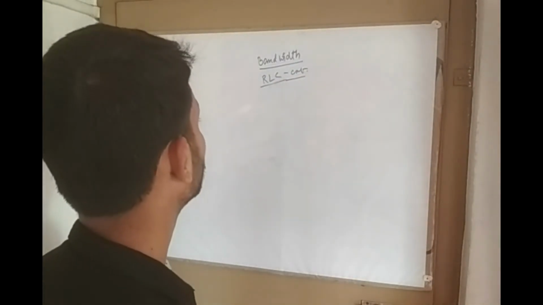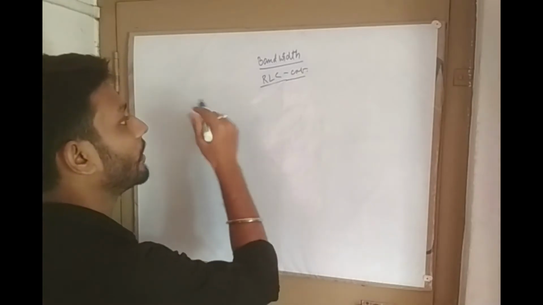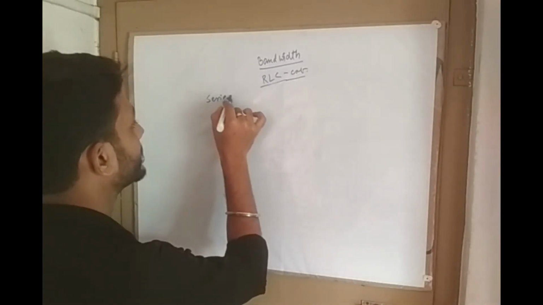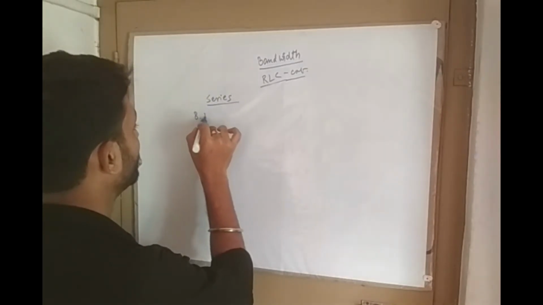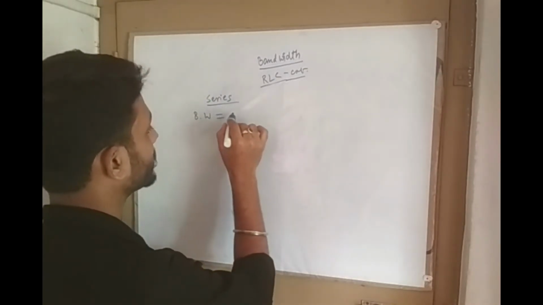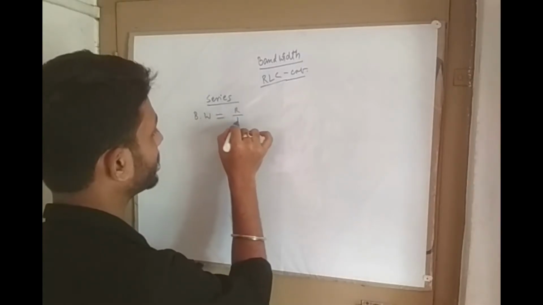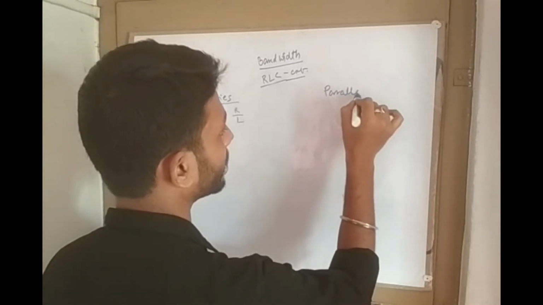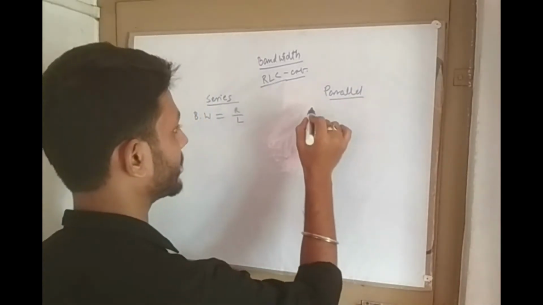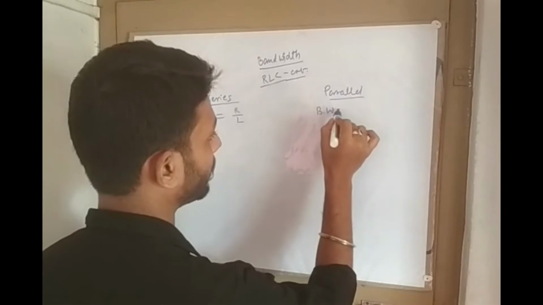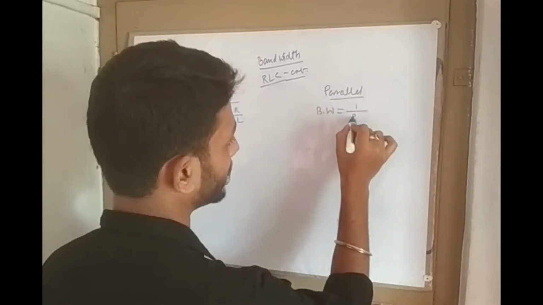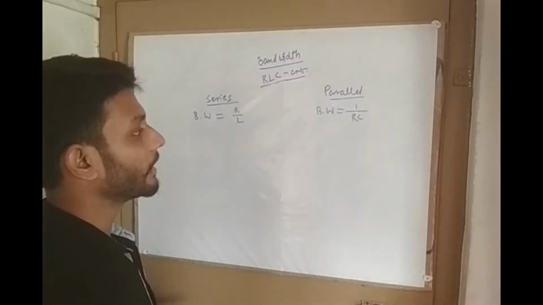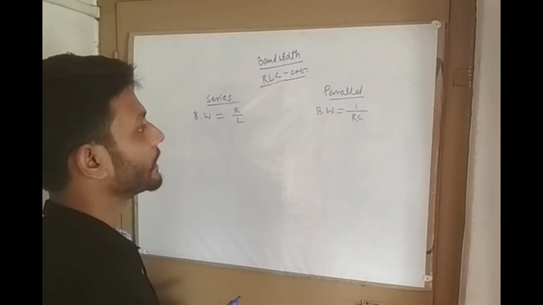So we know the value of bandwidth in RLC series circuit, bandwidth is R divided by L, and in case of parallel RLC circuit the value of bandwidth is 1 divided by RC. How? You can remember this in this way.